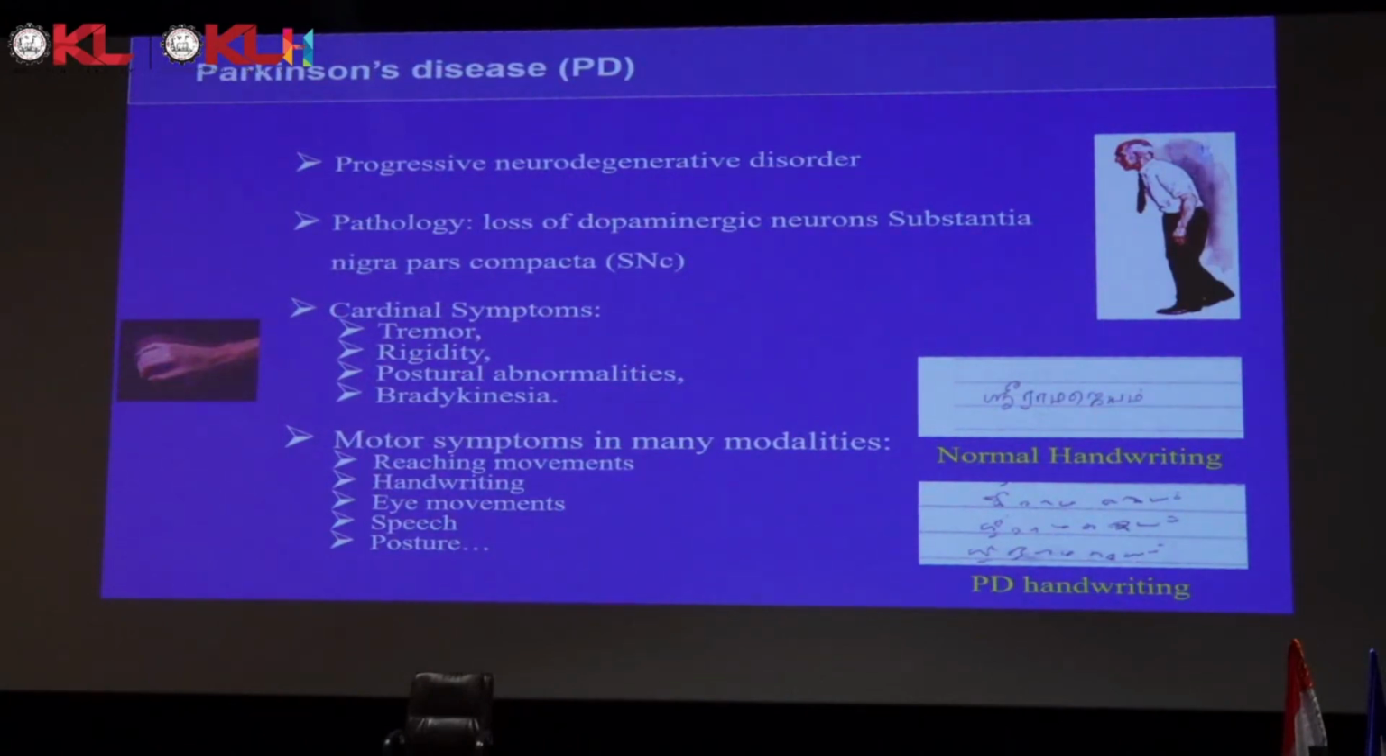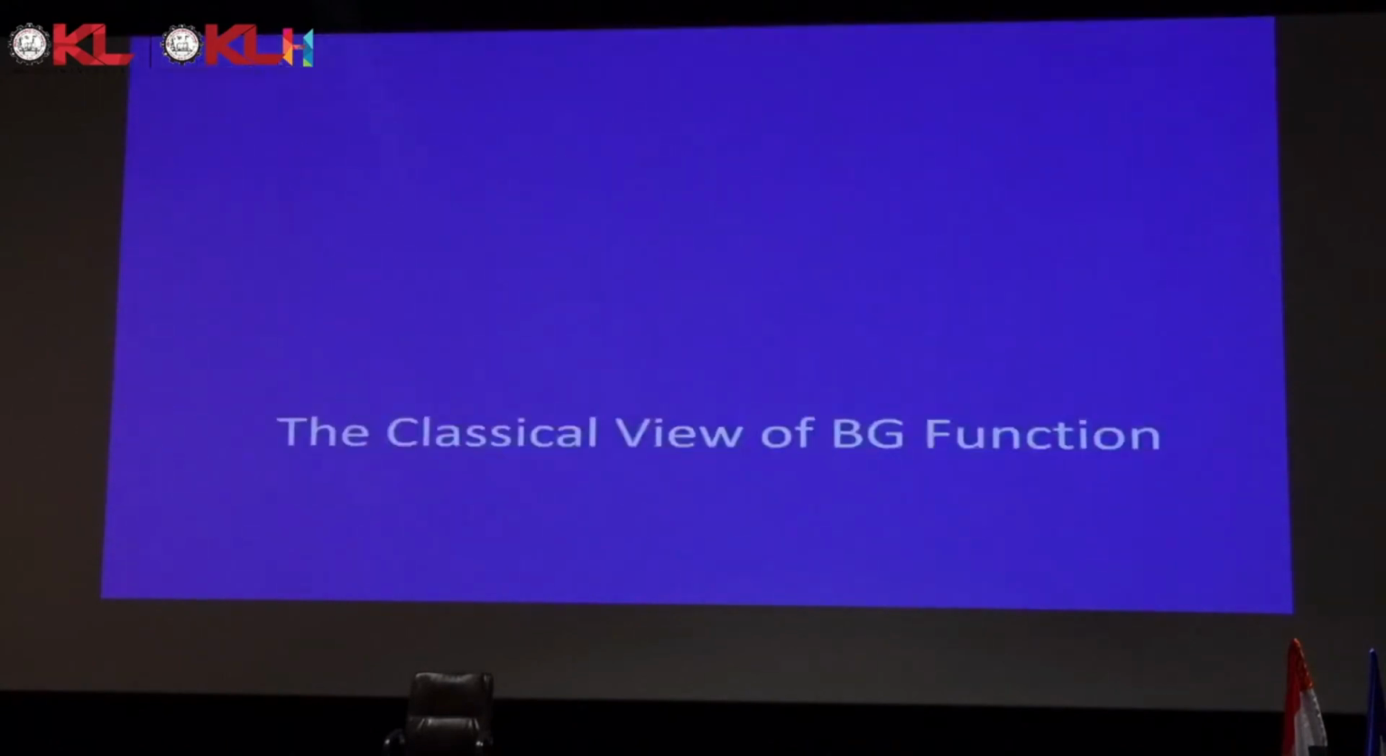The four cardinal symptoms of Parkinson's are tremor, rigidity, postural abnormality, and bradykinesia. And in the motor domain alone, there are so many submodalities which can be affected. A given patient may not have all the symptoms, but in general, you can see problems in reaching, handwriting, eye movements, gait and speech, and so on and so forth. So it can be a pretty devastating disease.